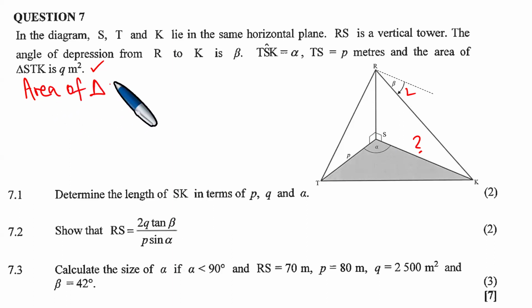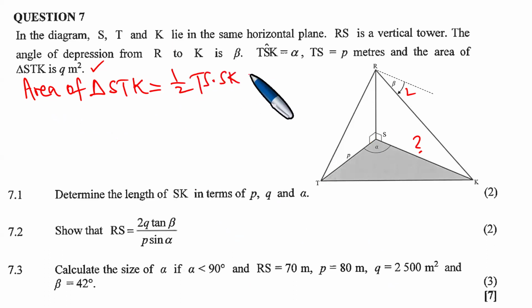The area of triangle STK is half TS times SK times the sine of alpha. What is the area of the triangle STK? Q. What is TS? P.